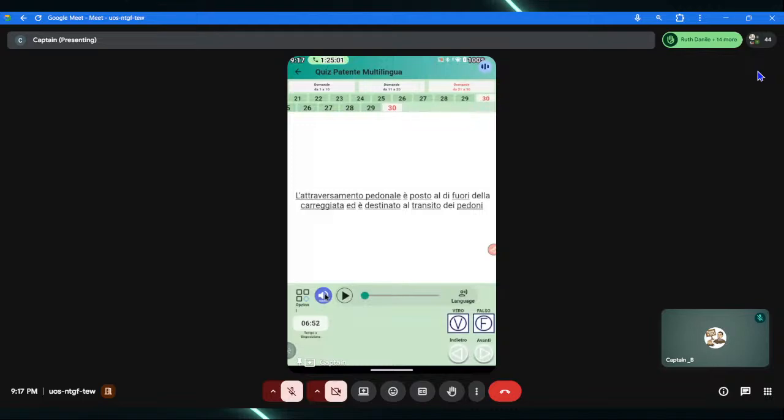L'attraversamento pedonale è posto al di fuori della carreggiata ed è destinato al transito dei pedoni. È fuori di carreggiata. Falso. Fuori. It is not fuori di carreggiata. It is inside the carriageway. Okay? Non fuori. Brava. Falso. All right. Amazing.